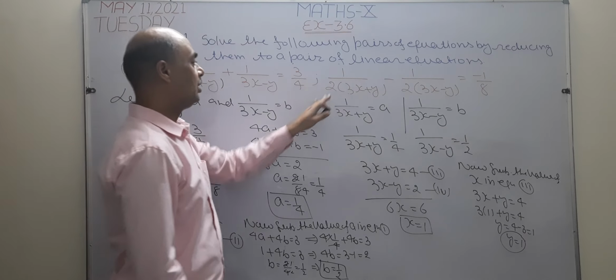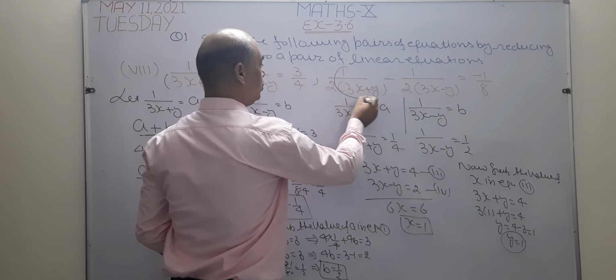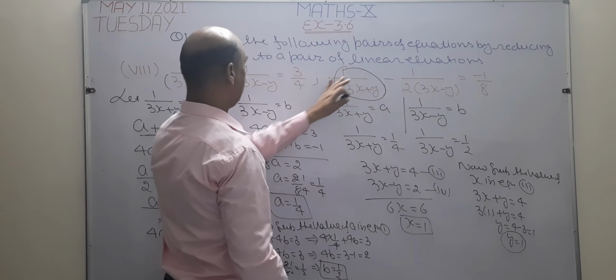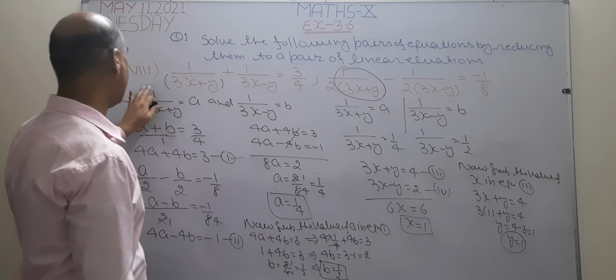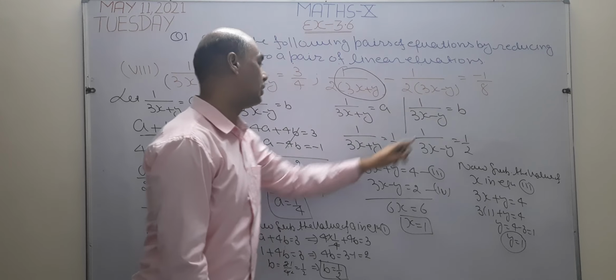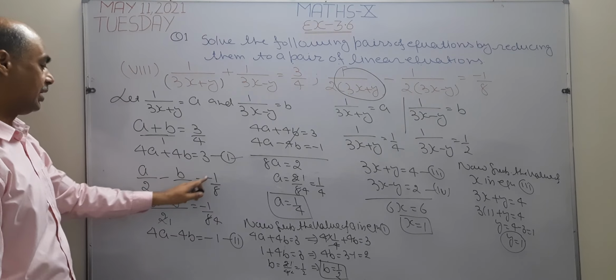Now see, I write 1 upon 3x plus y as a. So this complete term becomes a. Now where does 2 lie? 2 lies in the denominator. It means 2 remains in the denominator. So I write here a upon 2. In the same way, this becomes b and 2 lies in the denominator, so this becomes b upon 2. Minus b by 2 equal to minus 1 by 8. So I write here minus b by 2 equal to minus 1 by 8.